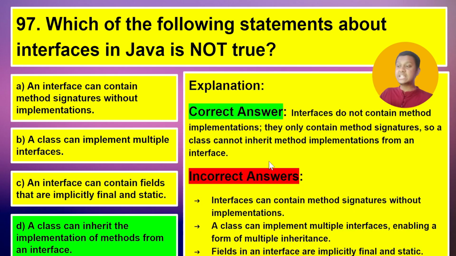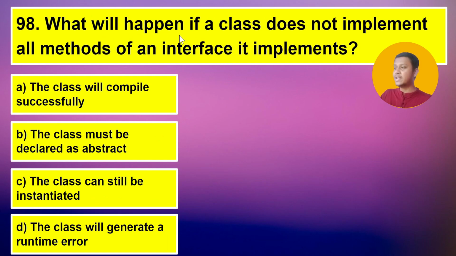As you can see, interfaces do not contain method implementations. They only contain method signatures. So a class cannot inherit method implementation from an interface. And other options are incorrect because an interface can contain method signatures without implementations. A class can implement multiple interfaces, which enables a form of multiple inheritance, and fields in an interface are implicitly final and static.